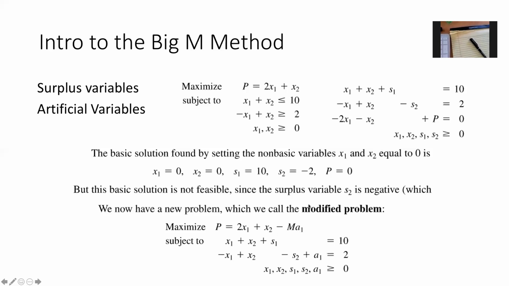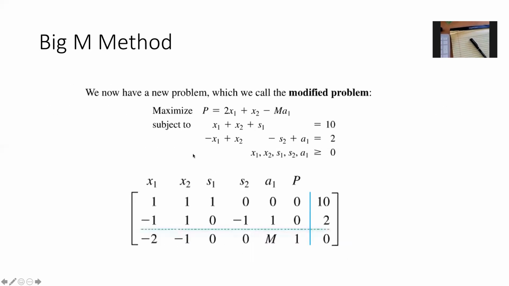All right, so we now have a new problem, which we call the modified problem. And this is how we introduce the big M method. I'm probably not going to write up in that window much because it's really important for you to just follow along with the visuals for now.